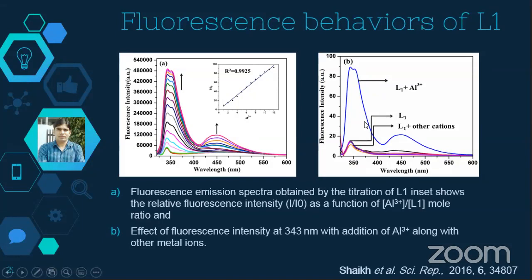Then again, we thought to check in presence of other metal ions whether it is specific to aluminum or it can also fluoresce with any other metal ion. So we did this test, and what we found is that with other metal ions the fluorescence intensity remains constant. But as soon as you add aluminum metal ion, you can see about 8-fold increase in the fluorescence intensity. So that suggests that our ligand L1 is highly specific in sensing aluminum 3 plus metal ion.